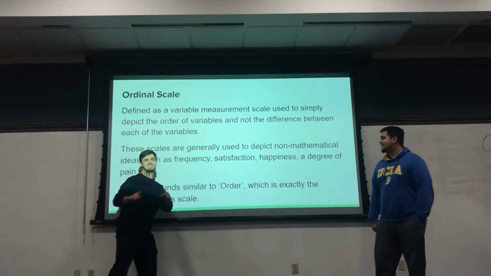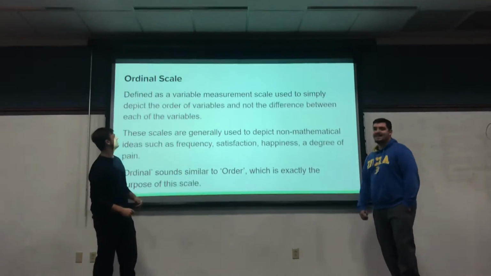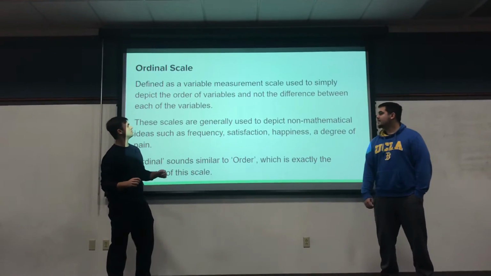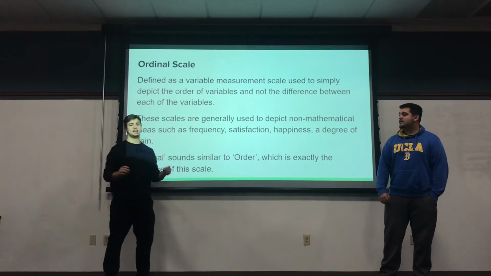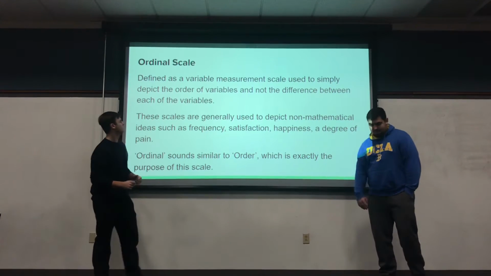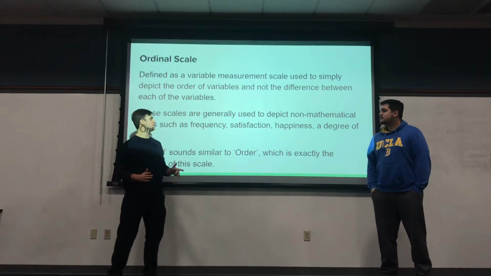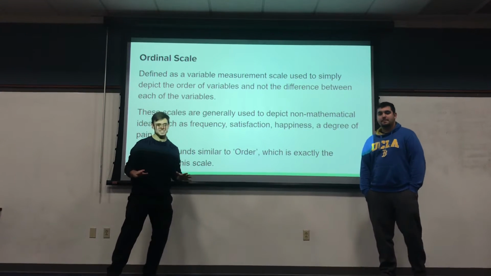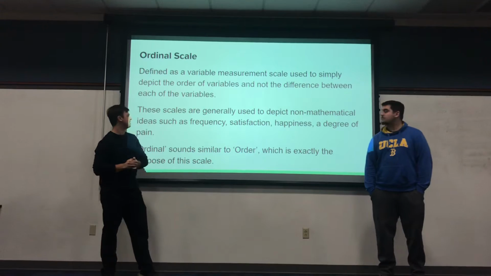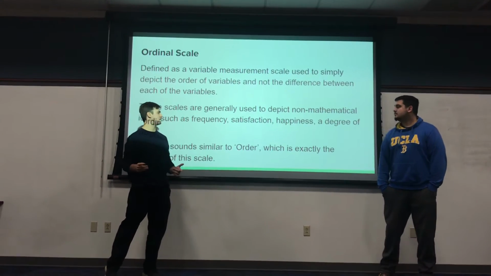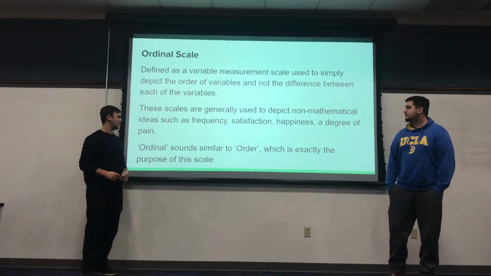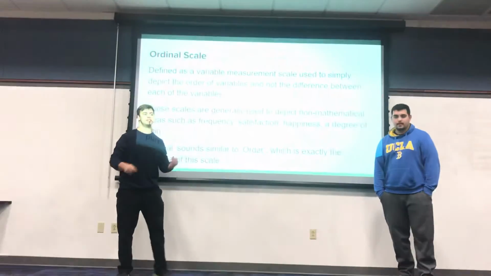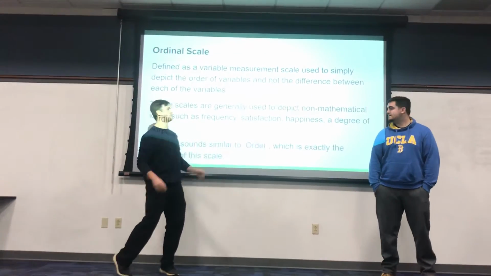Okay, so next is the ordinal scale. This is defined as a variable measurement scale used to simply depict the order of variables and not the difference between them. So these scales are generally used to depict non-mathematical ideas such as frequency, satisfaction, happiness, or a degree of pain. And ordinal, a simple way to remember it is ordinal sounds like order. Excellent.